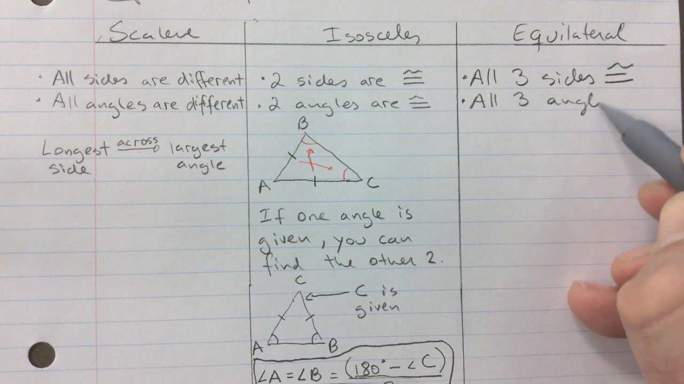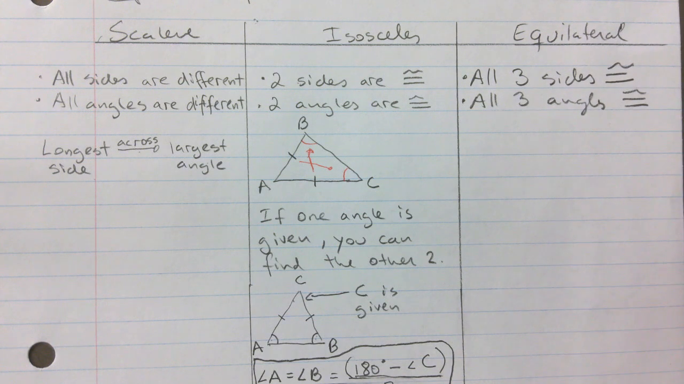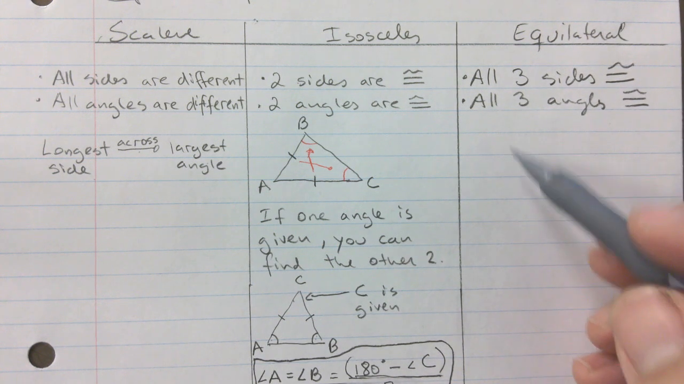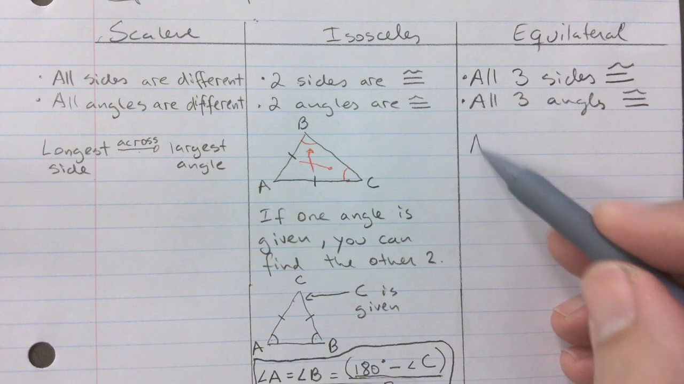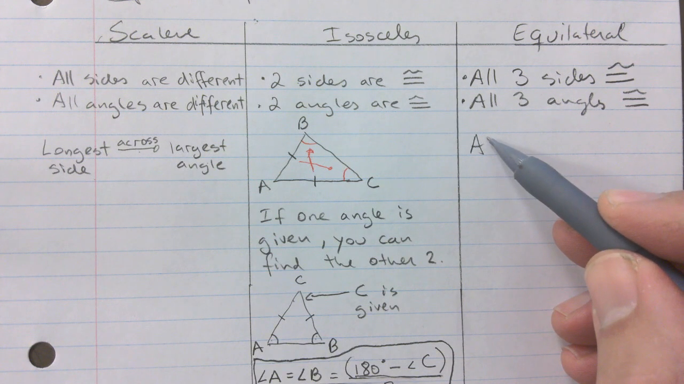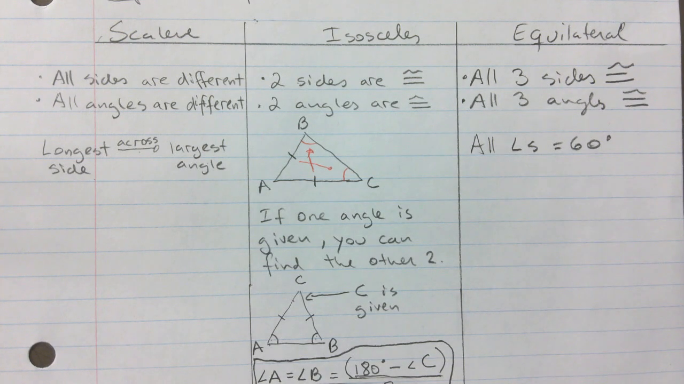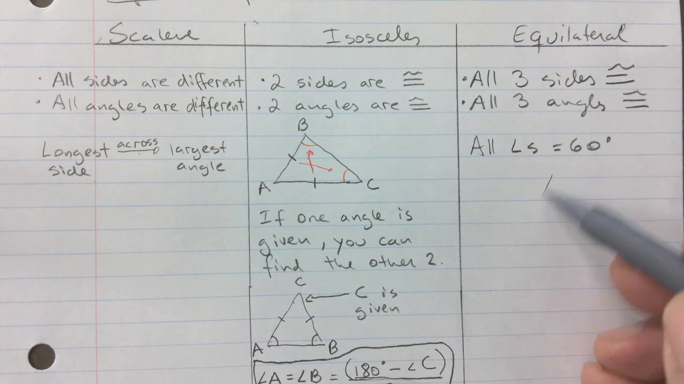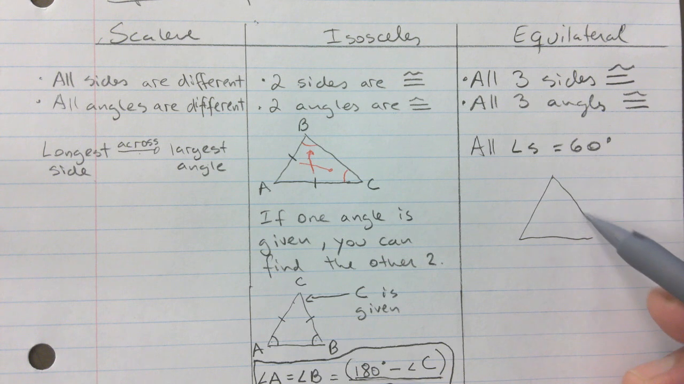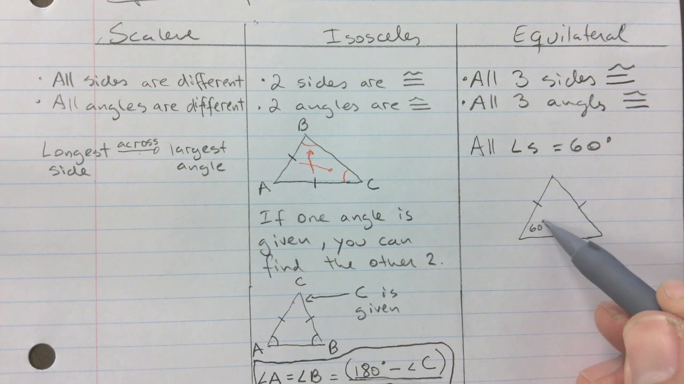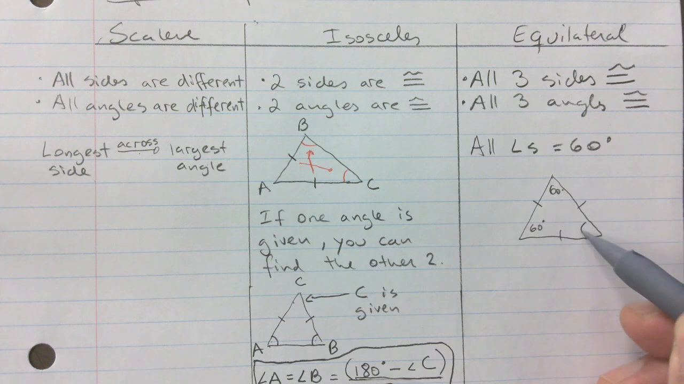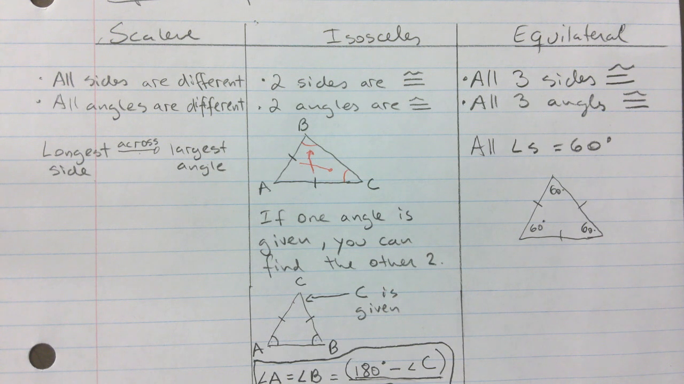Obviously, for an equilateral triangle, all three sides are congruent and all three angles are congruent. All angles are actually 60. That's always a guarantee. It doesn't matter how big or how small the triangle is, if the sides are all the same, then we know that this is 60, 60, and 60. And there are no formulas or anything like that there.